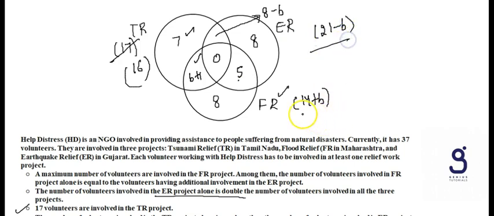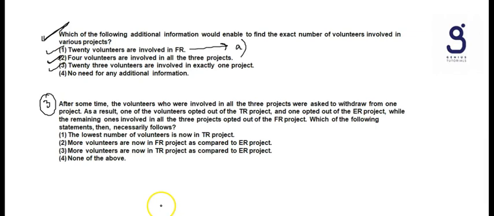Now we cannot get value of all these Venn diagram regions, because B is unknown to us. Okay, we cannot find value of B out of it. We can just find value of TR alone, that is 16, and that is okay to us, but we cannot derive value of ER and FR region. So none of the above should be the better option, because we cannot find whether more volunteers are involved in FR project as compared to ER project, or more volunteers are involved in TR, because B is unknown to us. So fourth option, none of the above, is the best option out of all these options. Okay, so let's move on to the next question.